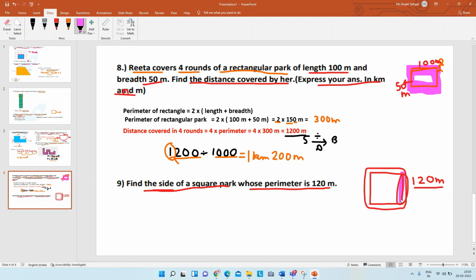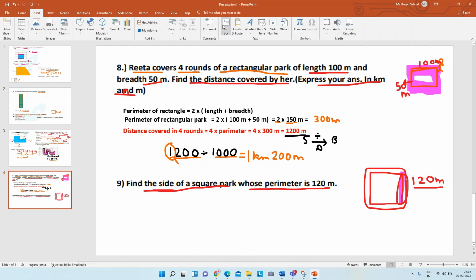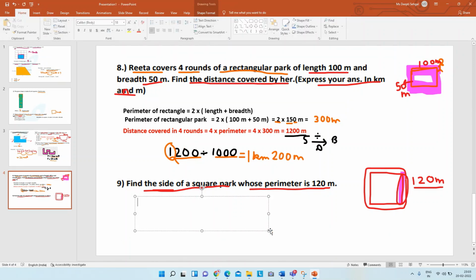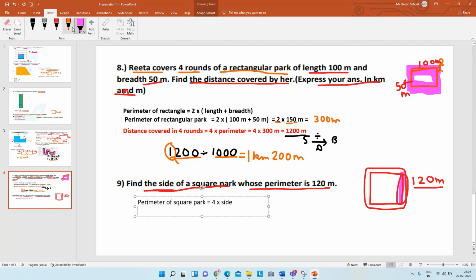ठीक है, तो हम क्या करें? हम किसको 4 से मल्टीप्लाई करें कि 120 आ जाए? क्योंकि पेरीमीटर का फॉर्मूला क्या होता है? What is the formula for perimeter of a square path? The formula is perimeter of square path is equal to 4 multiply by side. तो what is the side? We don't know but we know the perimeter. हमें क्या दिया हुआ? पेरीमीटर दिया है. तो the perimeter is 120 meter. 120 meter is given to you and we don't know the side. तो 4 multiply by side.